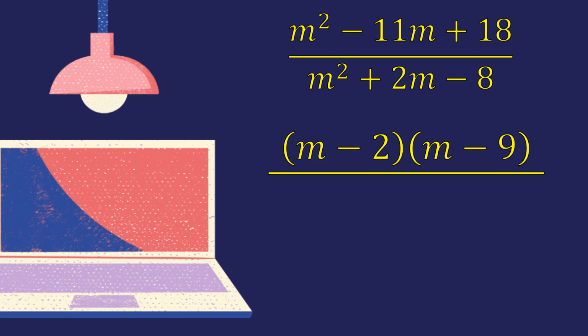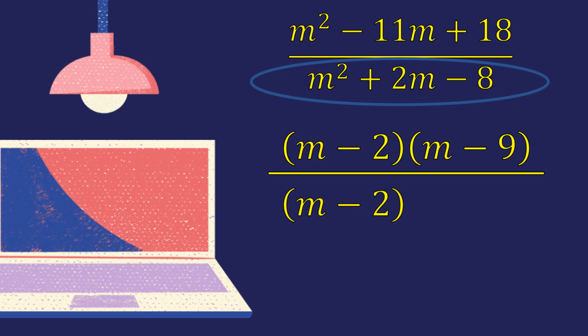Now let's proceed to our denominator. M squared plus 2m minus 8 is also factorable. The type of factoring is factoring quadratic trinomial where a is equal to 1. And its factors are m minus 2 and m plus 4.